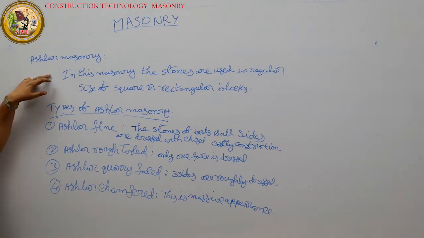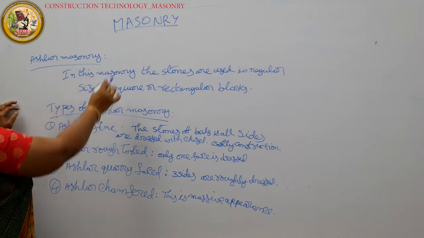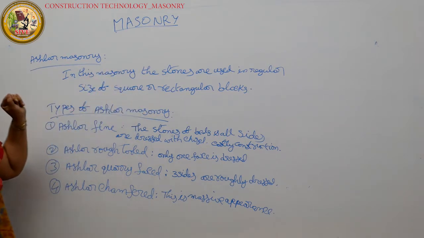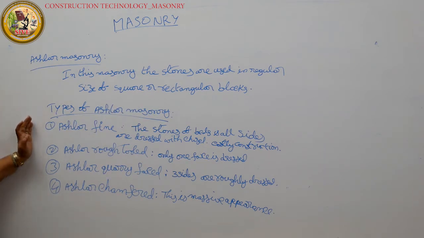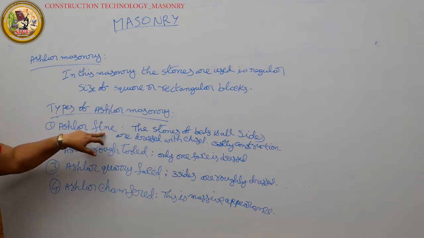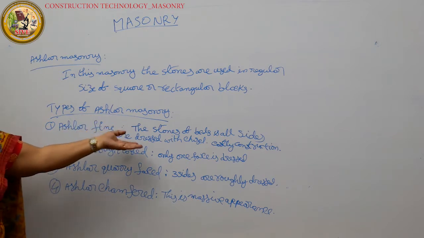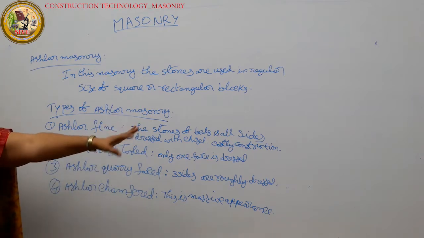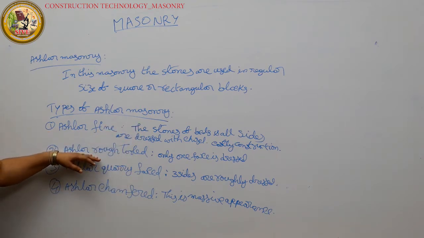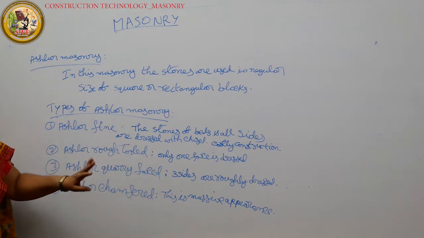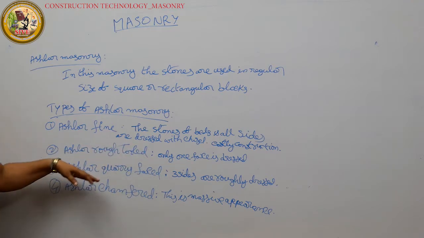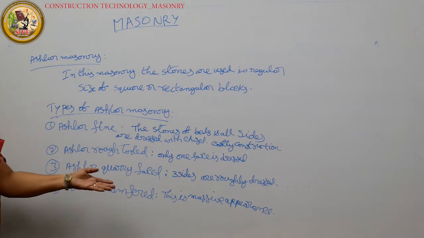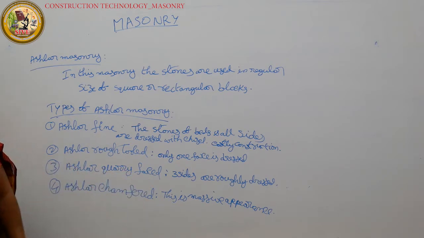Ashlar masonry. In this masonry, the stones are used in regular size of square or rectangular blocks. Types of ashlar masonry. Ashlar fine. In this masonry, the stones of beds and all sides are dressed with chisel. This is costly construction. Ashlar rough tooled. Only one face is dressed. Ashlar quarry faced. Three sides are roughly dressed. Ashlar chamfered. This is massive appearance.